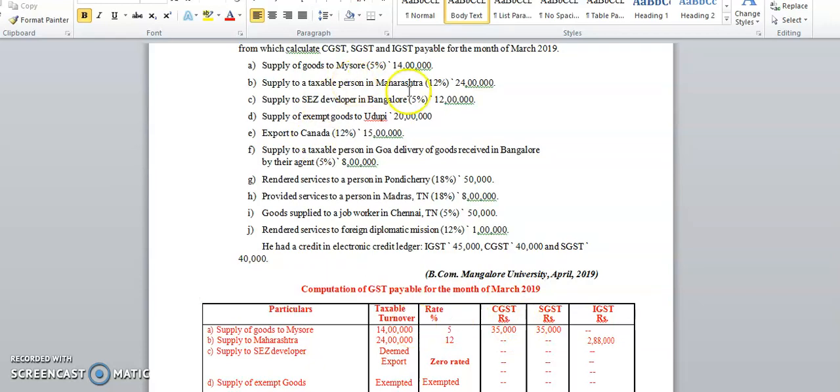Supply to a taxable person in Maharashtra 12%, 24 lakh. Maharashtra, so place of supply is Maharashtra. It is interstate supply, so IGST is applicable. 24 lakh into 12%, so in the IGST column 2,88,000.